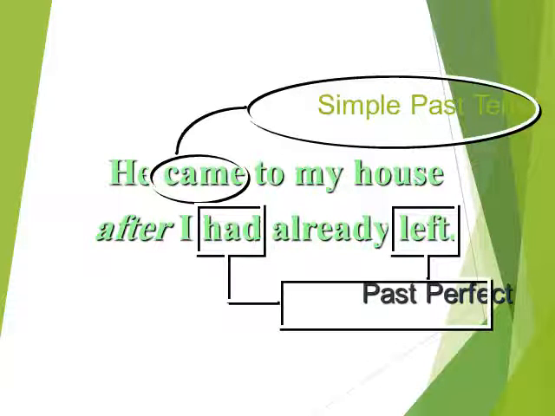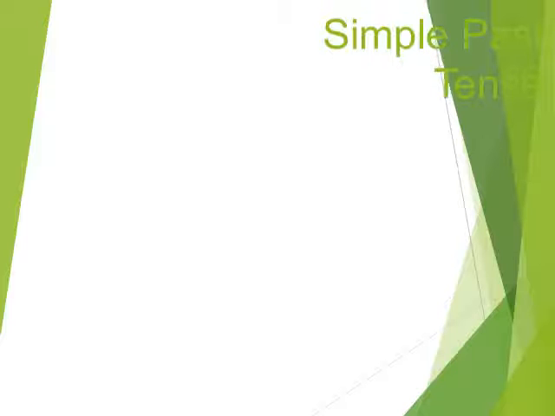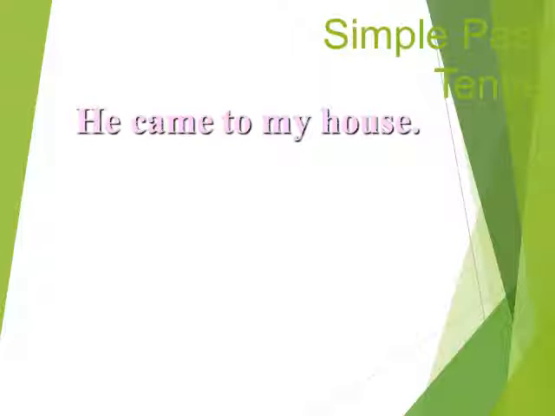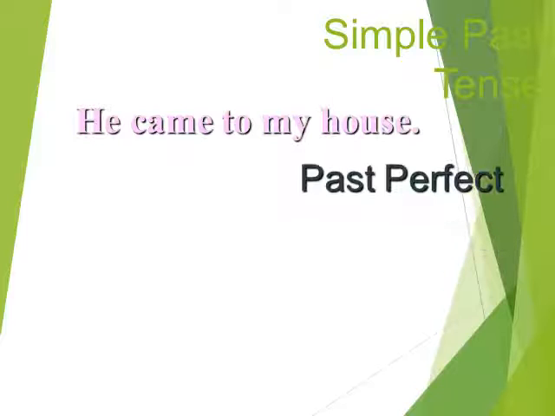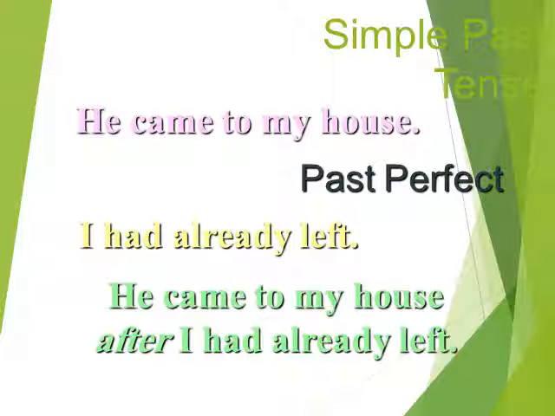Past perfect is had plus past participle. Past simple is the second form of the verb or the past form of the verb. He came to my house, this is the past simple, whereas the past perfect is I had already left. So he came to my house after I had already left. After is followed by the past perfect, the first action. Okay?